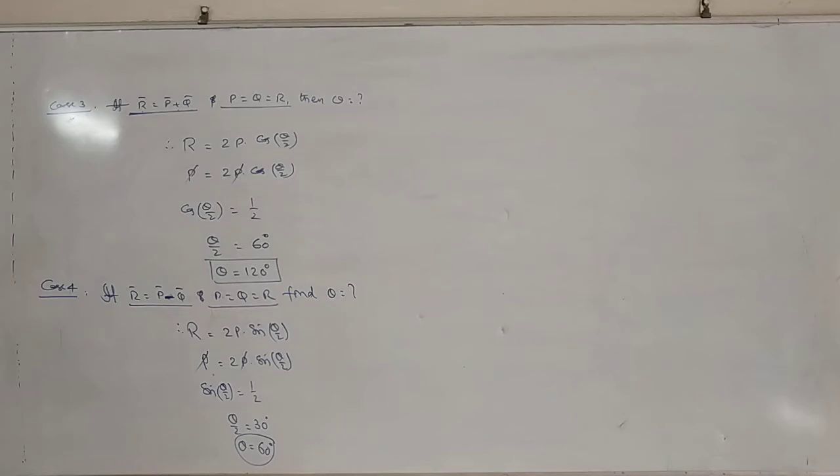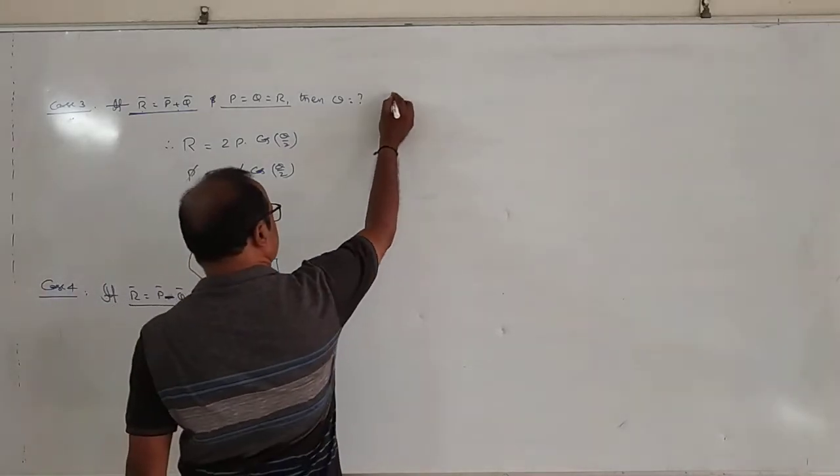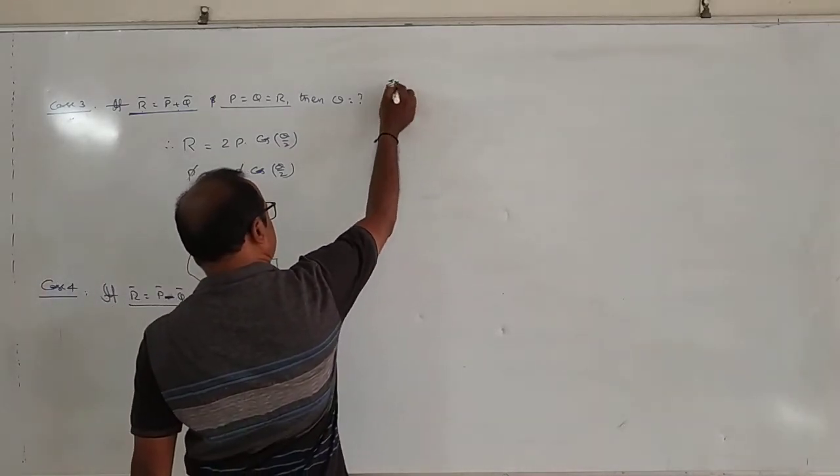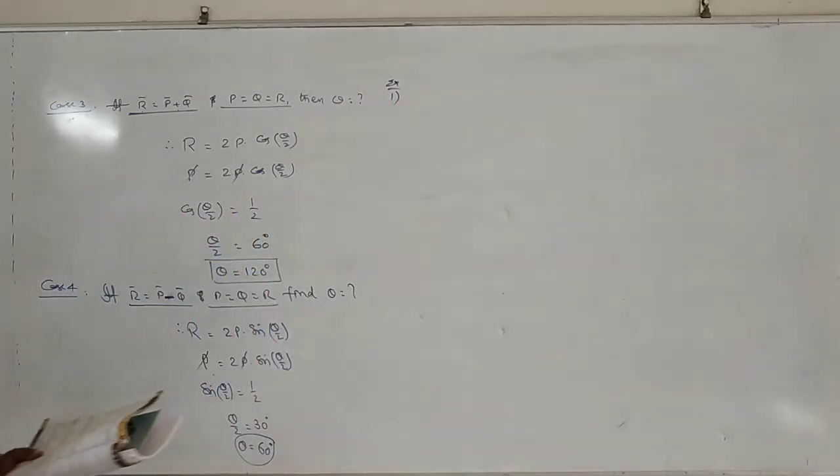Here there are some questions regarding the parallelogram law of addition of vectors. The first question is example 1 in level 1. The magnitudes of two vectors P bar and Q bar differ by 1.